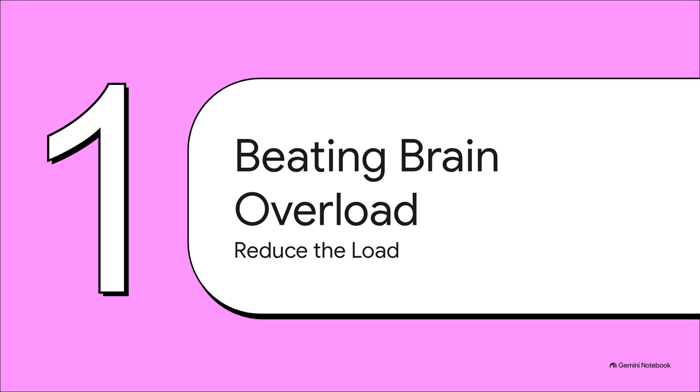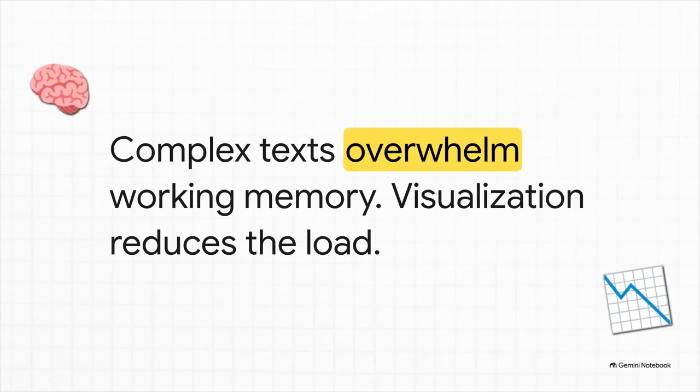All right, section 1, beating brain overload. Here's the deal. Complex texts totally overwhelm your working memory. Your working memory is kind of like the RAM in a computer. It can only juggle so many details at once before things start crashing. When you're reading intense scientific explanations or historical narratives with dozens of players or essays with layered claims, your working memory just gets maxed out.